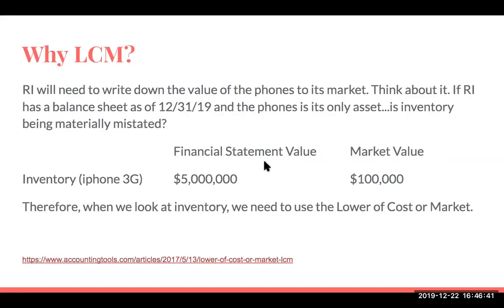And again, why is it so important? For us to be giving information to our investors, right? We need to make sure that the inventory is being reported at the lower of cost or market. And right here, if the market value is only 100, but it's on our books for 5 million, we have a huge problem. It needs to be reflecting this or our inventory is being overstated.